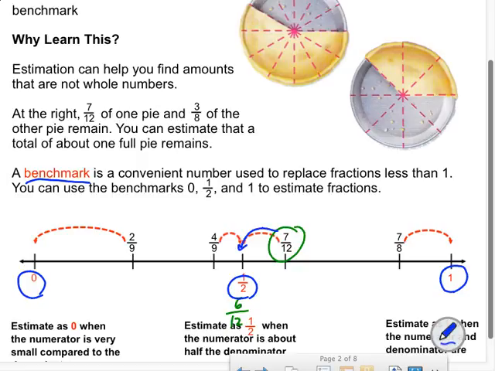So what they set up here is, look, we're going to say this is about 1/2 of a pie. And then they have this other fraction, 3/8. Well, 3/8 is about here.